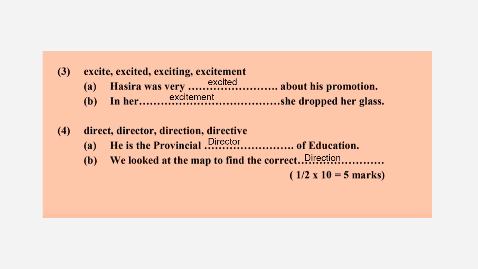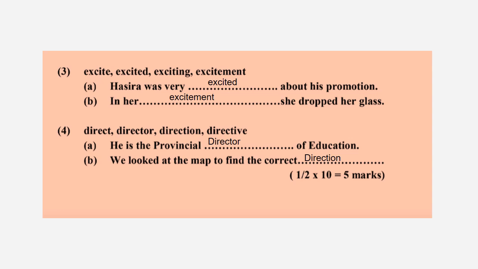He is the provincial director of education. Provincial director, மாகாண கல்வி பணிப்பாளர். Director ஐ பணிப்பாளர்னு சொல்லலாம், இயக்குனர்னும் சொல்லலாம். We looked at the map to find the correct direction. நாங்க மேப்பை வச்சு சரியான திசையை பார்த்தோம்.